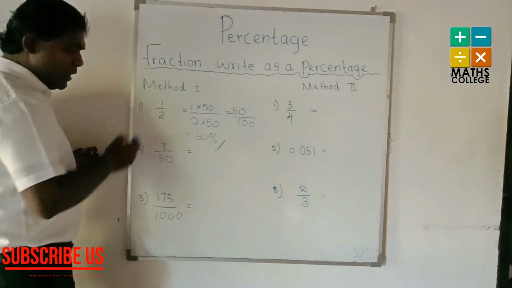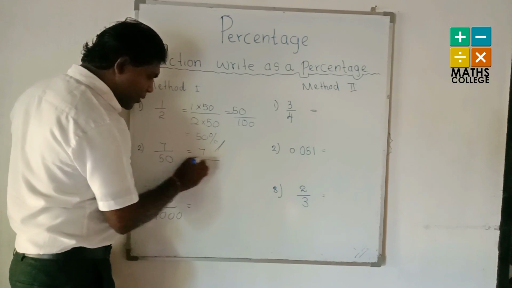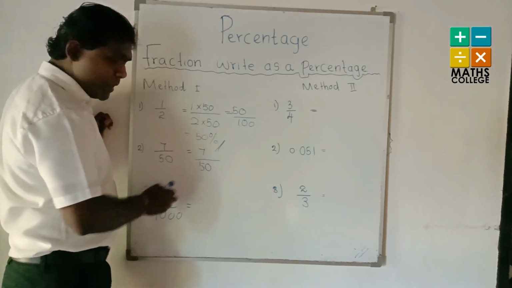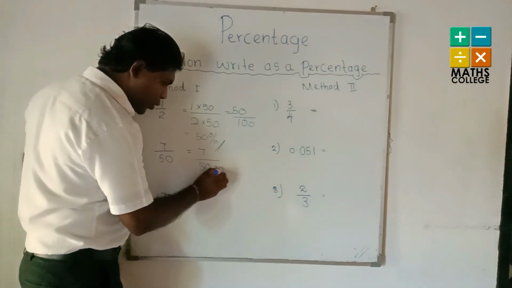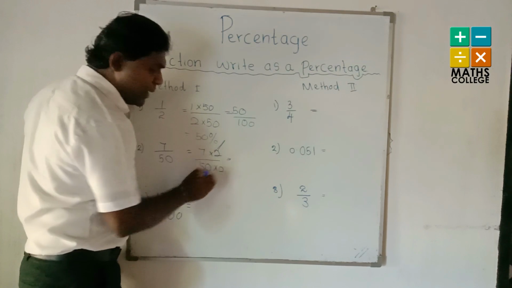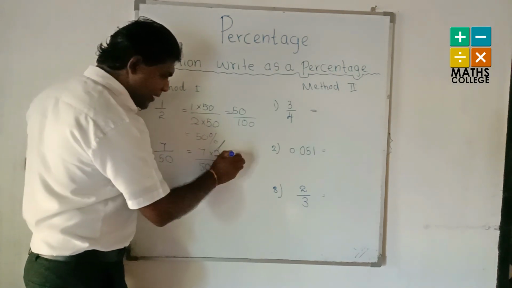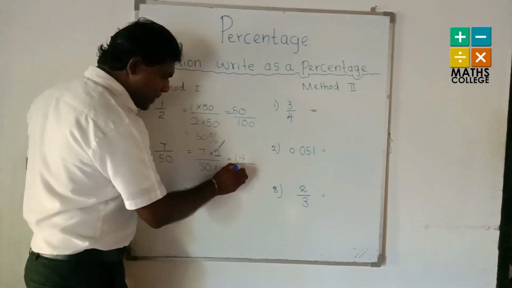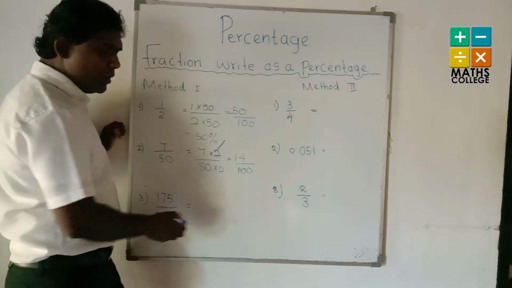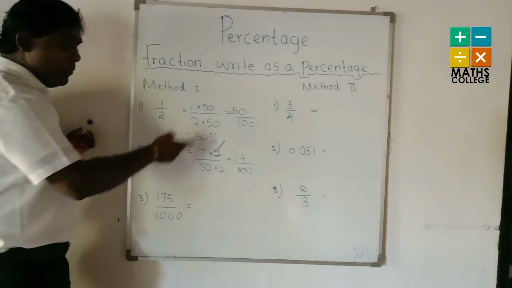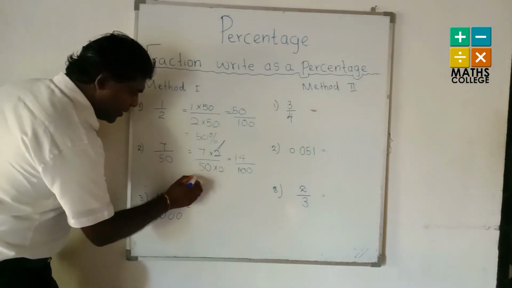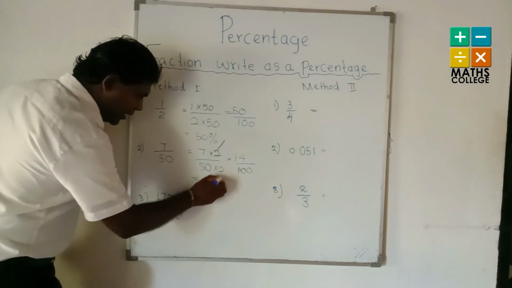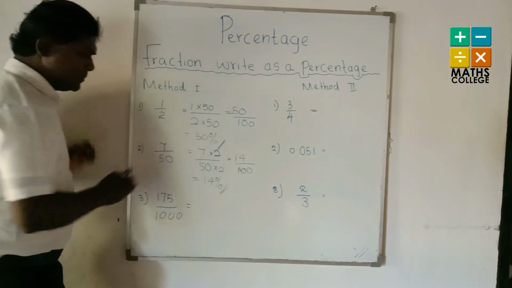Okay, here also 7 upon 50, how to write as a 100? Multiply by 2. 7 also multiply by 2. 7 multiply 2 is 14. 50 multiply by 2 is 100. Now denominator is 100. We can write this fraction as a percentage. The numerator value is 14 percentage.